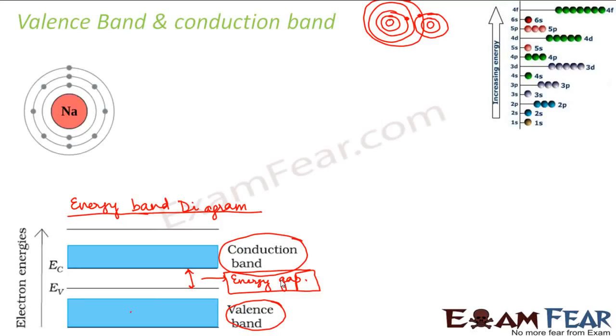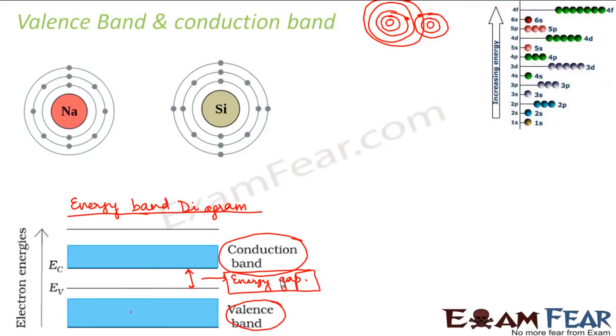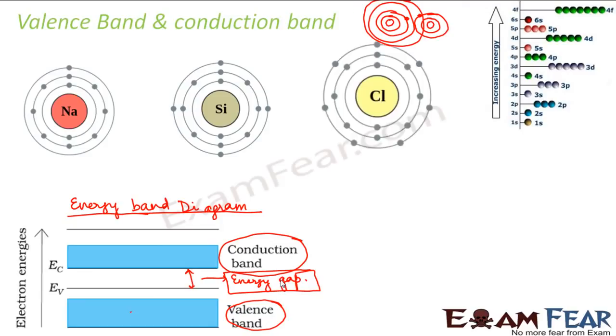Now let us first of all take the example of three different categories of element, right? Let us take the example of sodium, which is a metal and hence a conductor. Let us consider silicon, which is a semiconductor. Why it is a semiconductor, I'll tell you in the next slide. But for now, I know that silicon is a semiconductor. And let us take an example of chlorine.